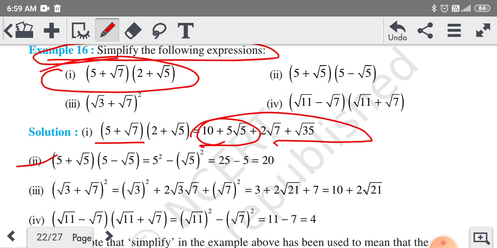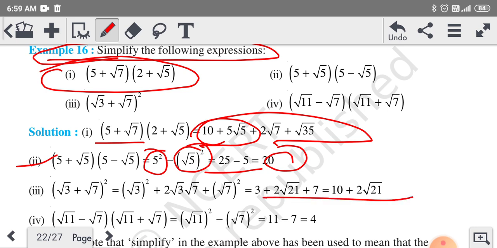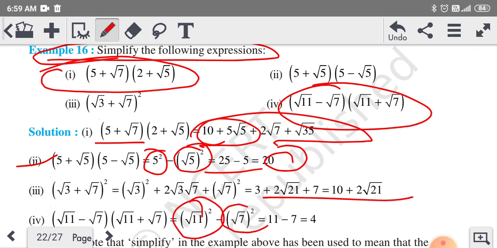नेक्स्ट करते हैं, 5 plus under root 5 and 5 minus under root 5. तो इसको आइडेंटिटी लगाएंगे, a का स्क्वायर माइनस b का स्क्वायर. So that equals 25 minus 5, that is 20. थर्ड में कहते हैं, this का स्क्वायर. So a का स्क्वायर प्लस b का स्क्वायर प्लस 2ab, that is this. फोर्थ में कहते हैं, a का स्क्वायर माइनस b का स्क्वायर, that is इसका स्क्वायर माइनस b का स्क्वायर.